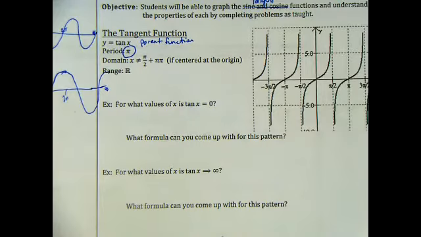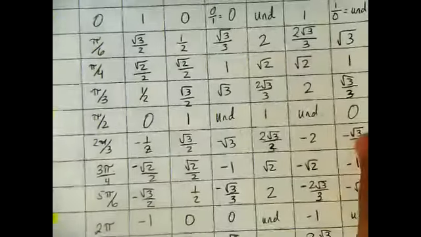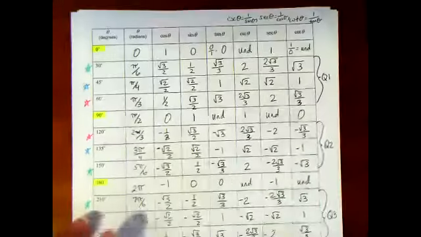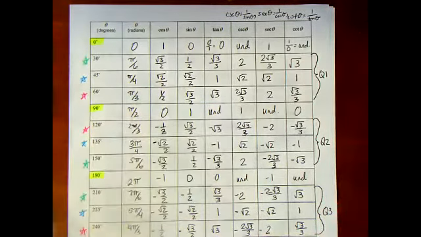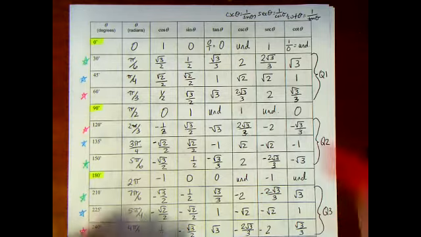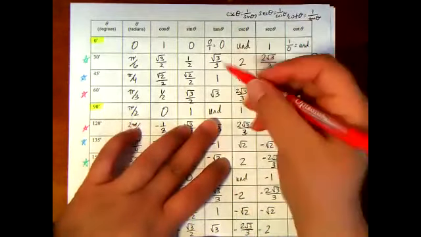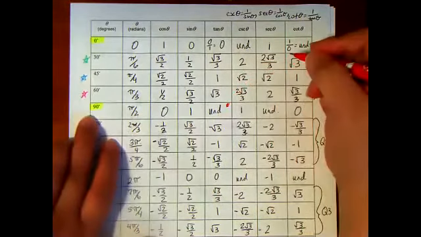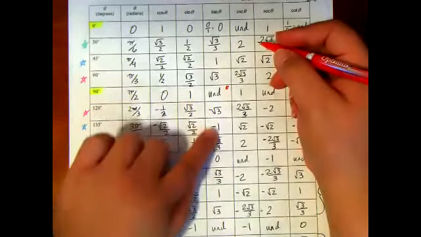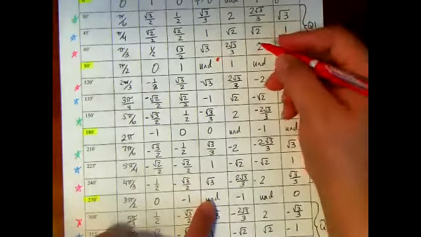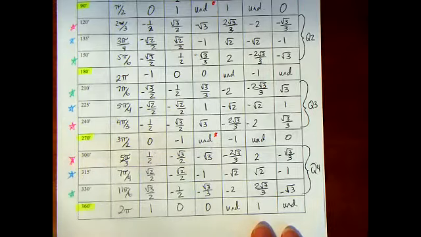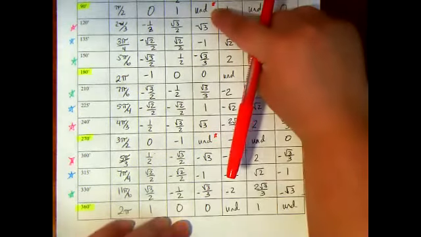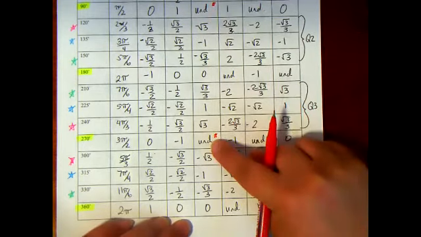So I want you guys to quickly take a look at our trig chart. I have you pull out your trig chart because it has tangent on it. And I want you to notice something here. Notice all the places where tangent is undefined. So tangent is undefined here at 90 degrees and pi over 2. And then if I continue on, tangent is undefined once again over here at 270 degrees or 3 pi over 2. So we have an undefined tangent at pi over 2 and an undefined tangent at 3 pi over 2.